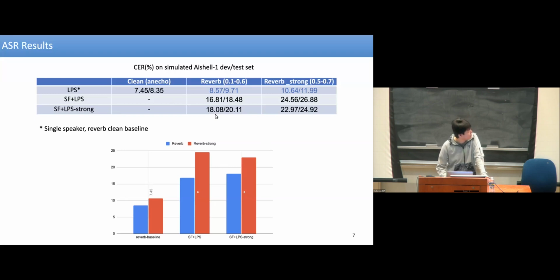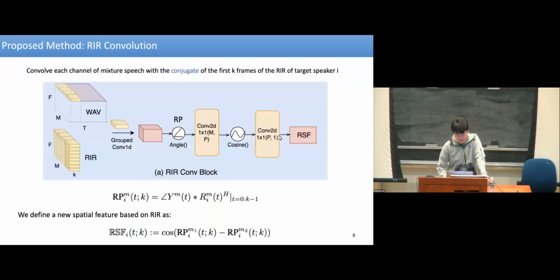So how to solve this problem? We propose to use a room impulse response to do the convolution over your mixture speech. What we exactly do is convolve each channel of the mixture speech with the conjugates of the first k frames of the room impulse response of the target.